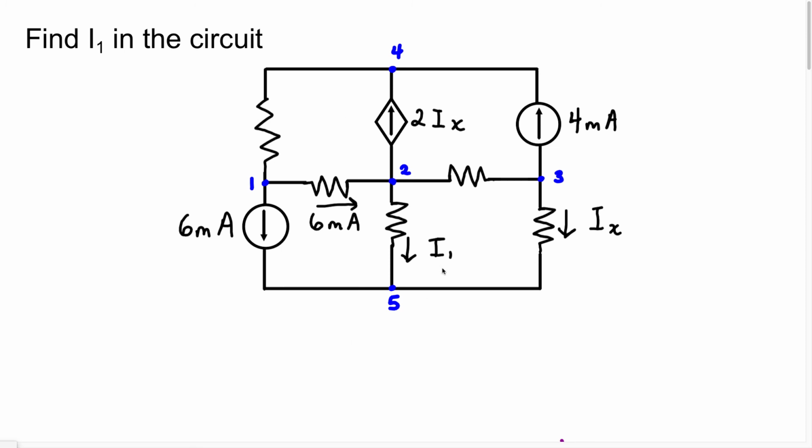Now that we have identified the essential nodes, it's up to us to see where we want to begin. Like I said, you can begin anywhere. I like to do a more methodical approach. I'm going to start at the nodes that are between I1, because that is the current they want us to find. So I can either start at node 2 or at node 5. I'm just going to start at node 5. I'm going to write this as KCL at node 5.